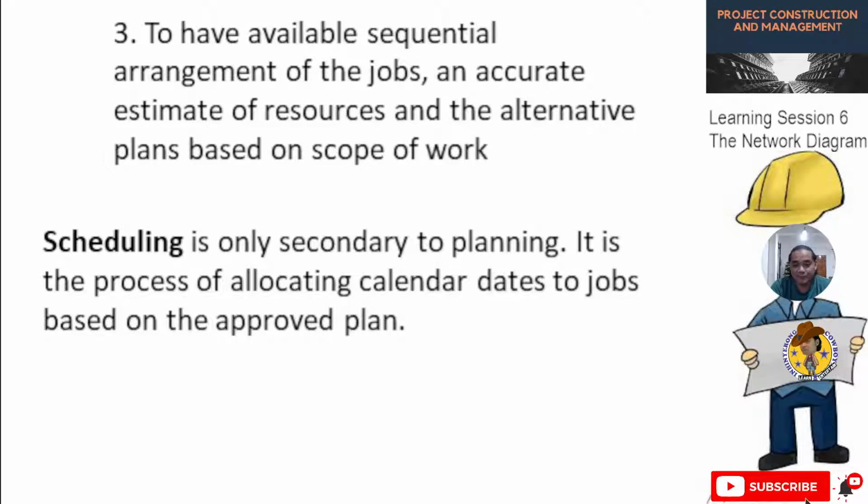Then we have scheduling, which is only secondary to planning, but it is the process of allocating calendar dates to jobs based on the approved plan. So meaning, if you develop a certain plan, you need to submit that to the owner to be approved, so that you have a mutual understanding or a common objective or vision on the project.